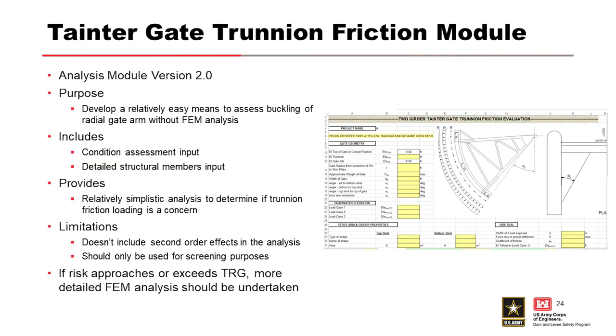So getting into this Tainter gate trunnion friction module that the Corps has developed, I would be curious to know if this is just internal to the Corps or whether they share this with the outside or not. The purpose of this is to relatively easily assess the buckling of the radial gate arms without doing a finite element model. You can include a condition input of the gates, and you can also do a detailed structural member input. It provides a relatively simplistic analysis to determine if that trunnion friction is a concern. Some of the limitations: it doesn't include second order effects, and it should only be used as a screening level tool.